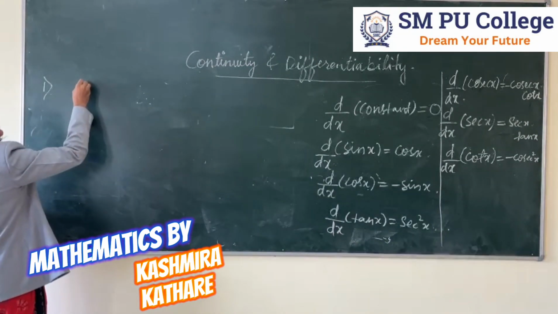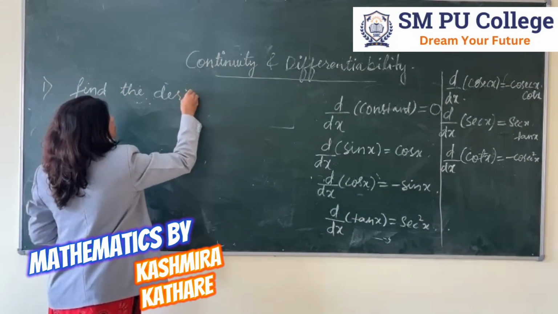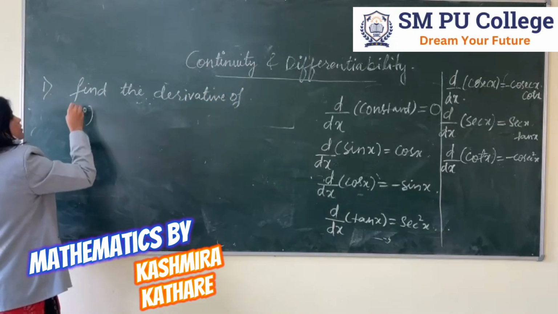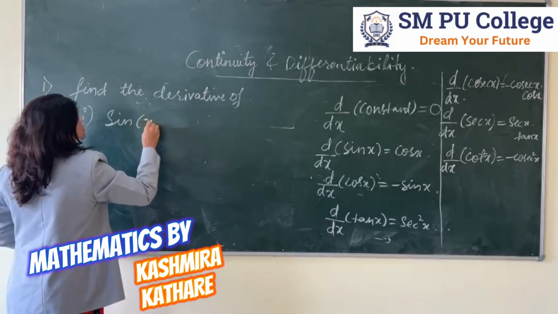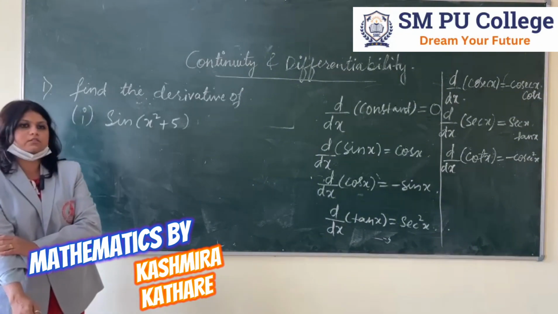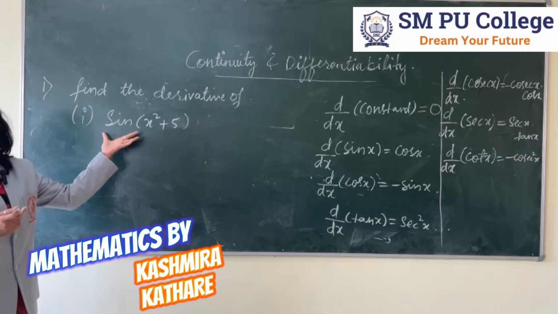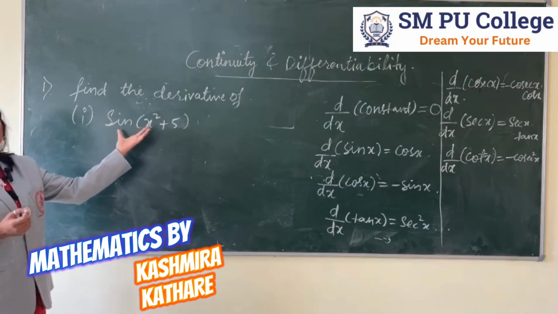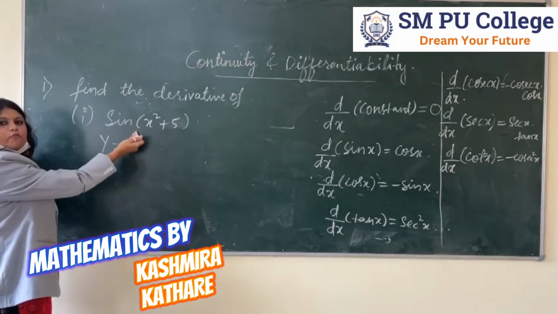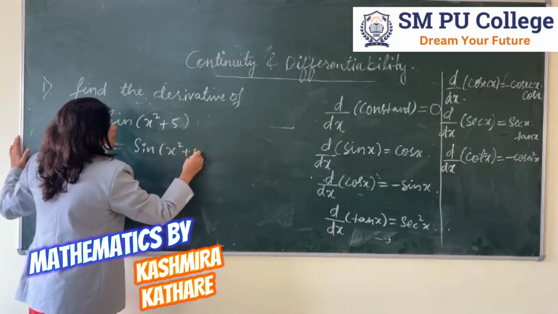Okay, the first problem is to find the derivative of sine of x square plus 5. How to solve this? Every time, the first step is we have to denote this with y. In differentiation, we have to think of it as a function. Functions we usually denote by y is equal to f of x. This is your f of x. So y is equal to sine of x square plus 5.